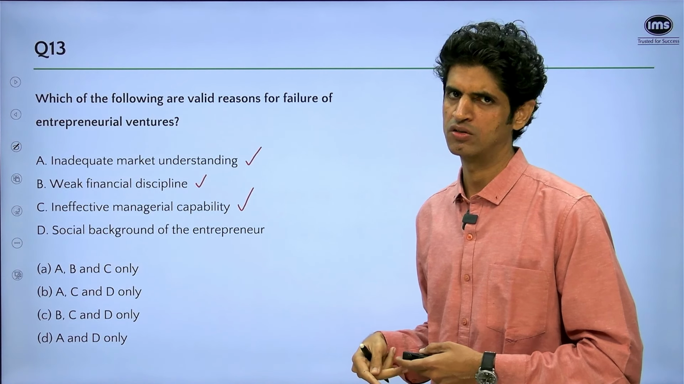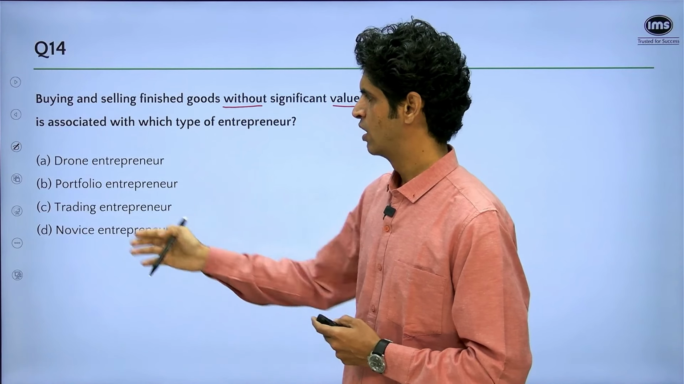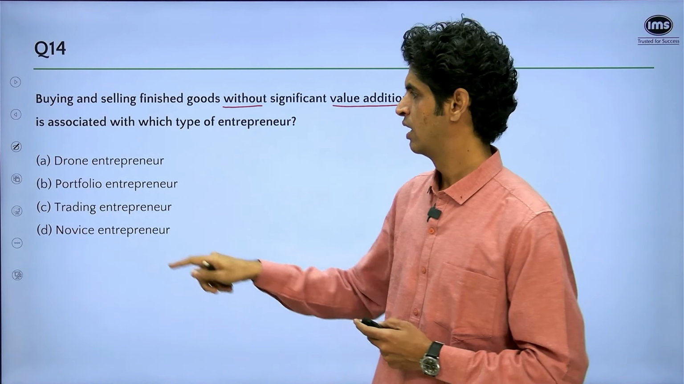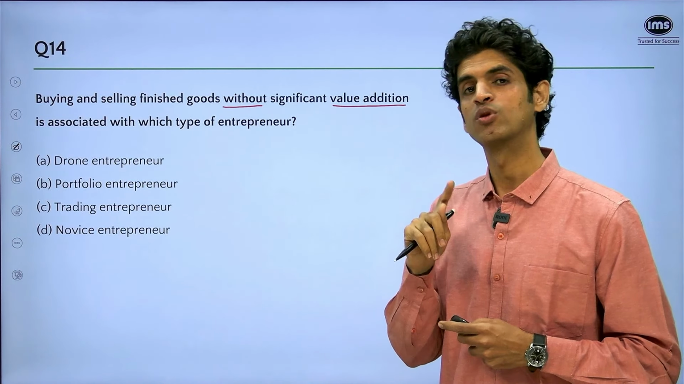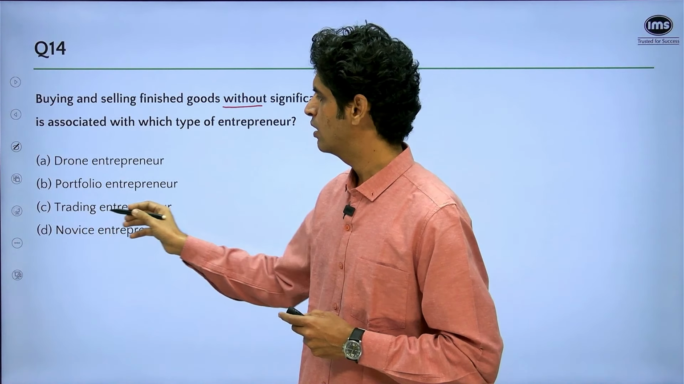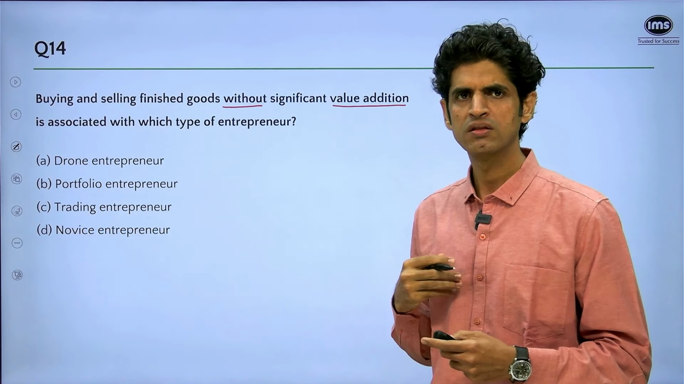Buying and selling finished goods without significant value addition. Without value addition. That's the key term. Drone entrepreneur. Previous video, same term. A drone entrepreneur is somebody who is rigid and refuses to move with the times. This is a rigid person. A portfolio entrepreneur, again, video number 2, video number 3. Portfolio entrepreneur is somebody who handles multiple businesses, takes care of multiple new businesses at the same time. There was a serial entrepreneur who takes care of one business at a time, one after the other. That was different. Trading entrepreneur, who is a trader, somebody who buys and then sells.